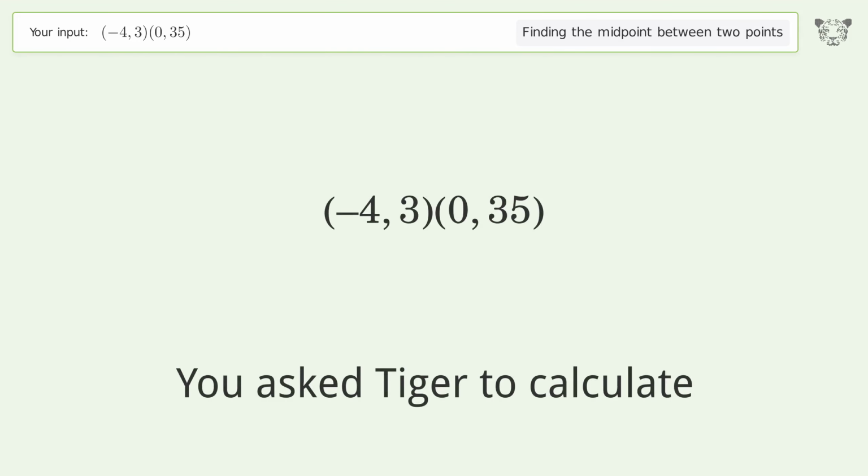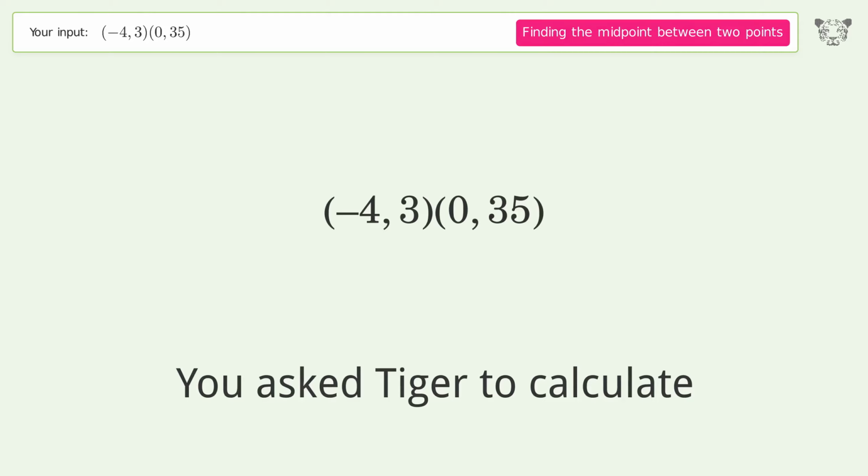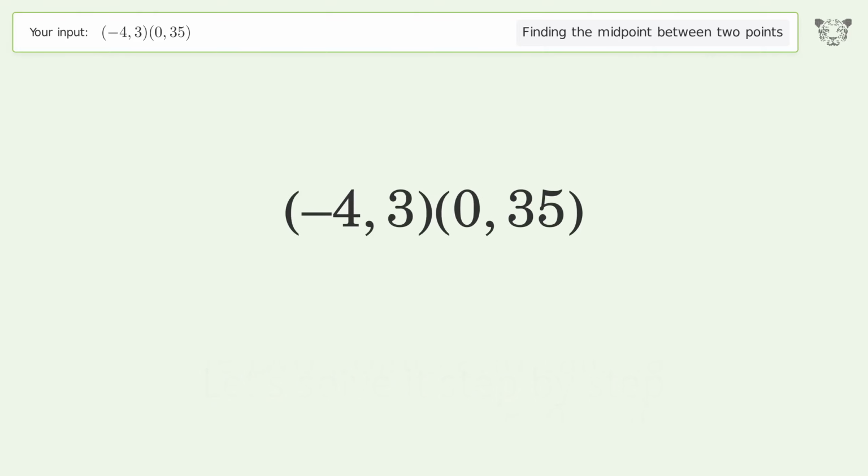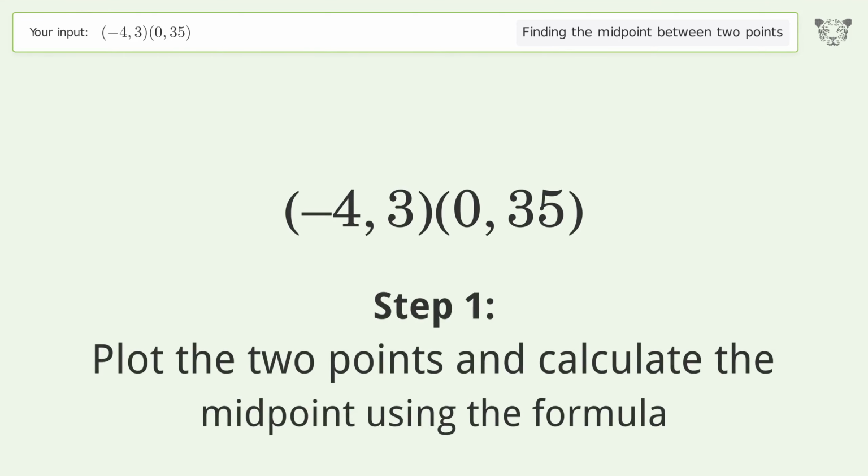You ask Tiger to calculate. This deals with finding the midpoint between 2 points. The midpoint between the 2 points is -2, 19. Let's solve it step by step. Plot the 2 points and calculate the midpoint using the formula.